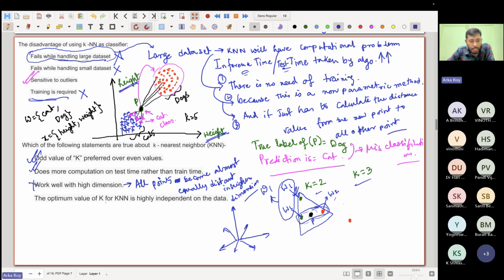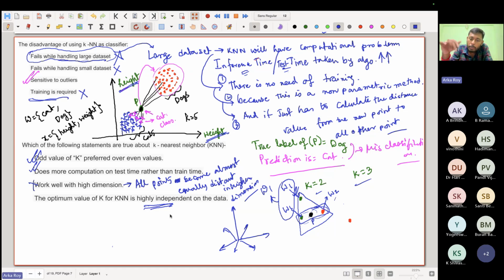The optimal value of K for KNN is highly independent of data. But this statement would be true had they said it is highly dependent on data. Because earlier also I told you that the optimal value of K for which you will get the highest accuracy is something you cannot directly predict, because it is totally dependent on the data. So you will not be able to predict or do the correct classification over there.